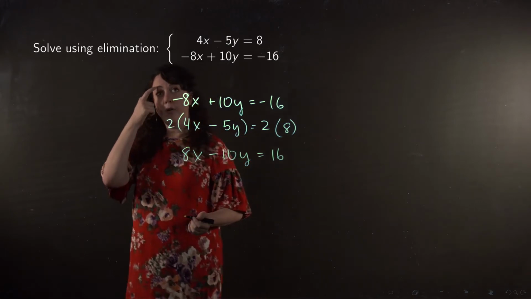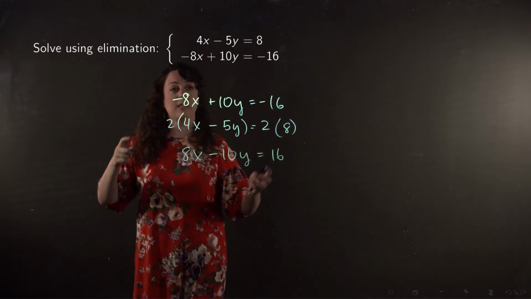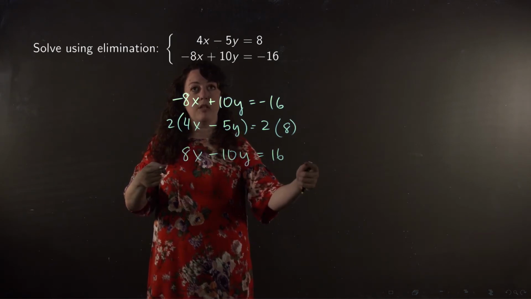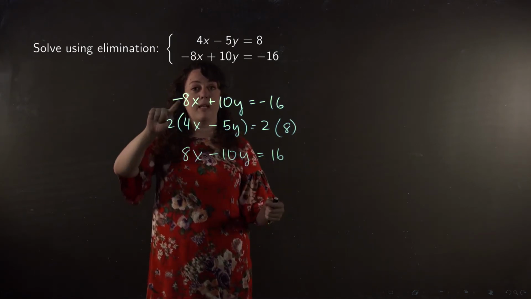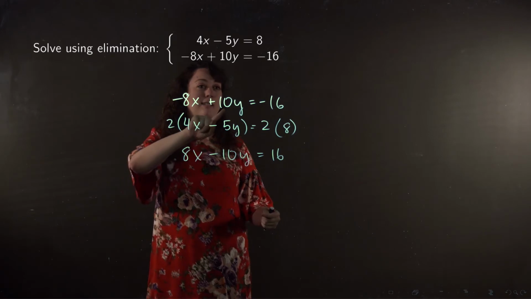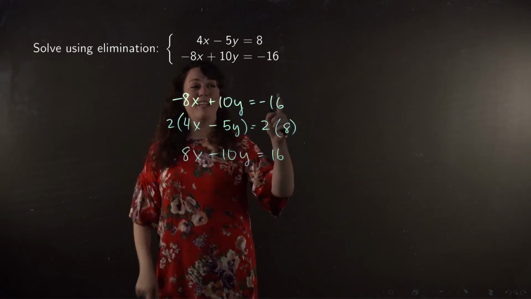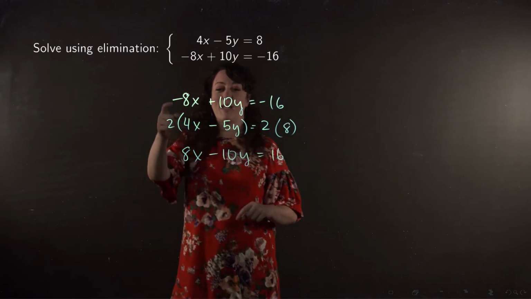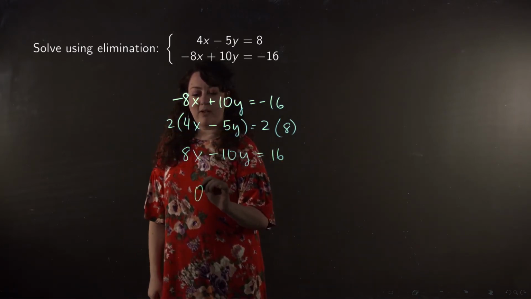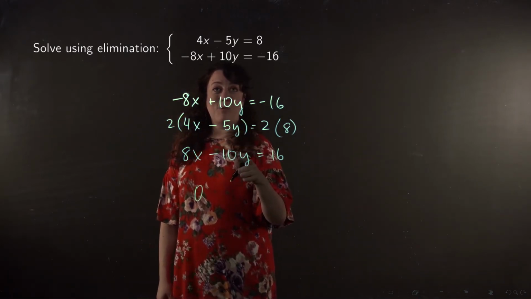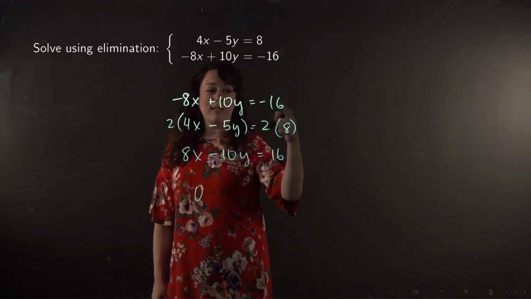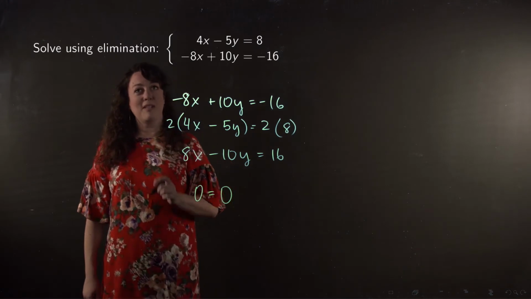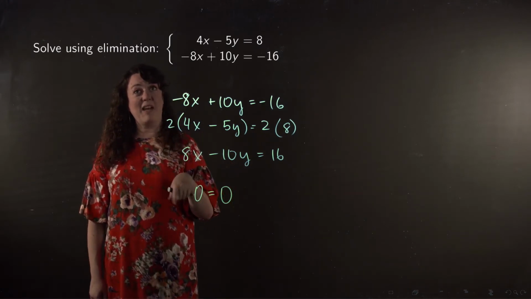Okay, so the second step of elimination is to take the equation that you were trying to cancel out and add it to the equation that you just got, which means I'm going to take negative 8x and add it to 8x, 10y and add it to negative 10y, negative 16 and add it to 16. Ooh, what's going to happen? So my x's cancel. Now I have 0 x's. My y's cancel. I have 0 y's. And the other side also cancels. So I got the sentence 0 equals 0, which is a fact.